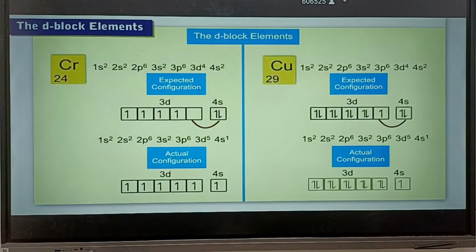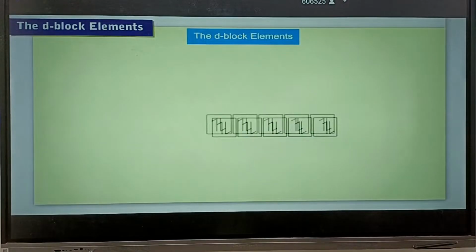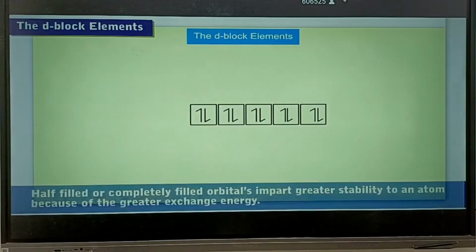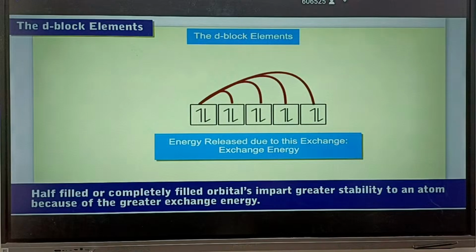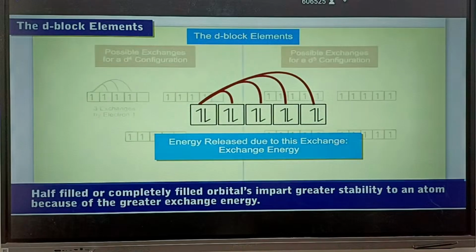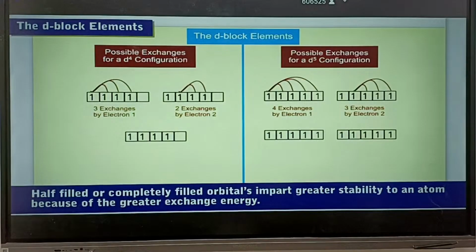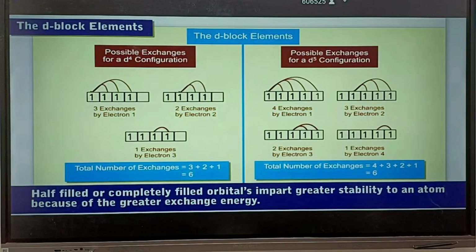Furthermore, atoms of the d block elements try to fill their available d orbitals either partially with 5 electrons or completely with 10 electrons whenever possible. This is due to the fact that half-filled or completely filled orbitals impart greater stability to an atom because of the greater exchange energy.